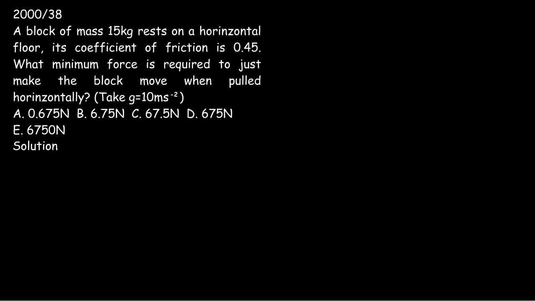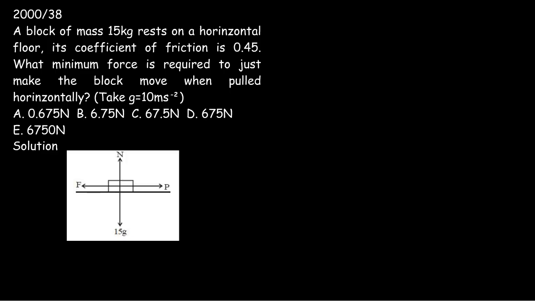We have another question from WAEC that states that a block of mass 15 kg rests on a horizontal floor. Its coefficient of friction is 0.45. What minimum force is required to just make the block move when pulled horizontally? Take g to be equal to 10 meters per second squared, and we're given the options. Now the very first thing to do is to represent our question in a diagrammatic form, and doing so we get the diagram as shown on the screen.